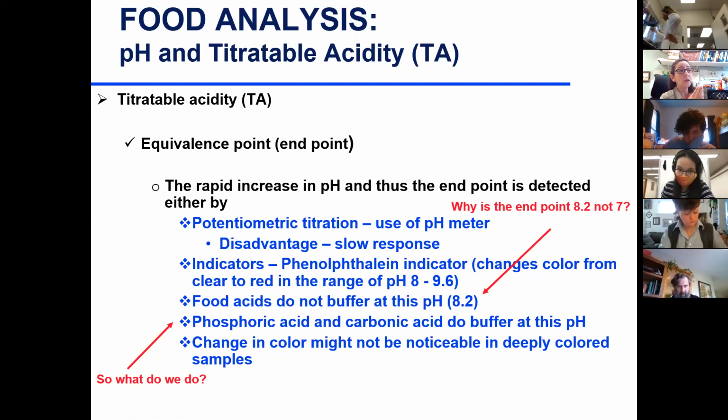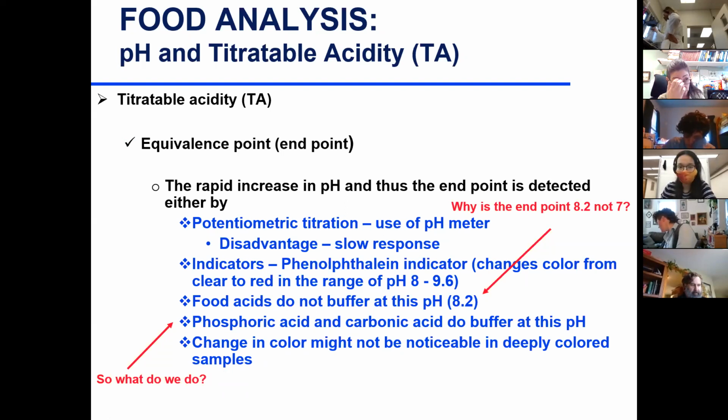So it is a good method. However, sometimes the pH response is slow. So you're titrating drop by drop and you wait for your pH to stabilize its reading. So it kind of teaches you patience, but yeah, that's a disadvantage that we have to wait for the response.